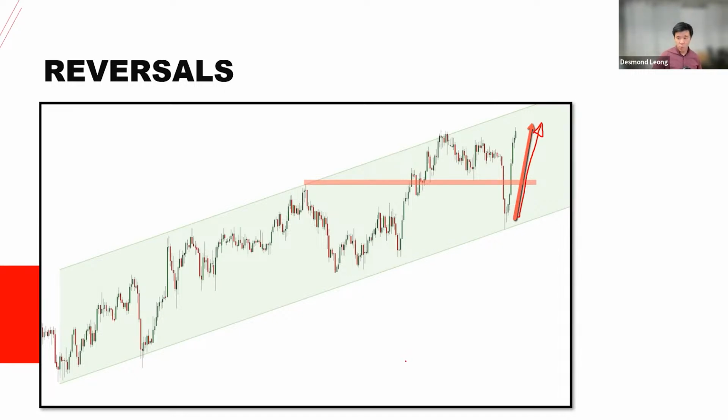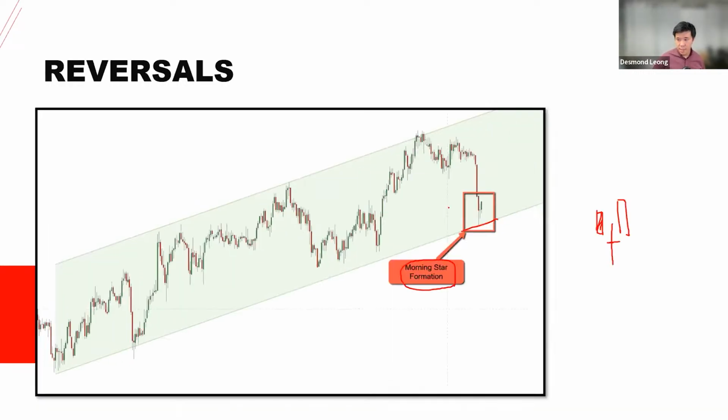So this is the thing. When price reaches this level, there are a lot of different candlestick patterns you can look at. Some candlestick patterns help you forecast whether the bounce is going to happen, and some help you forecast whether the bounce is not going to happen. So this is what I mean by a reversal.